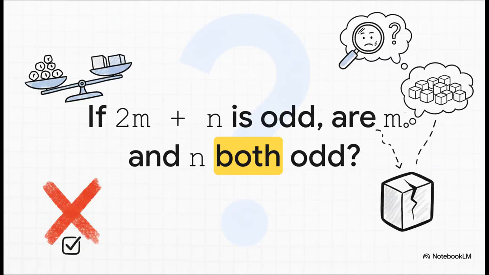So here's our statement, our prime suspect. For all integers m and n, if 2m plus n is odd, then m and n are both odd. Now just take a second and look at that. It kind of sounds plausible, right? It has that sort of mathematical ring to it. But the key words, the ones that should make our detective senses tingle, are "for all." Is this statement really true for every single integer you can possibly think of?